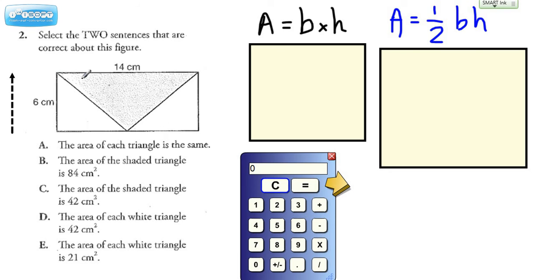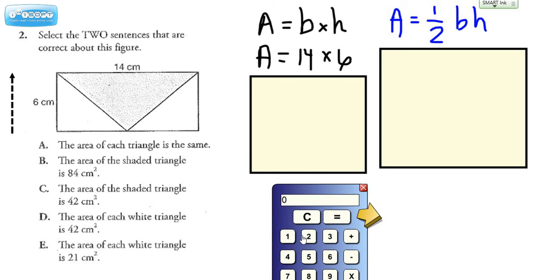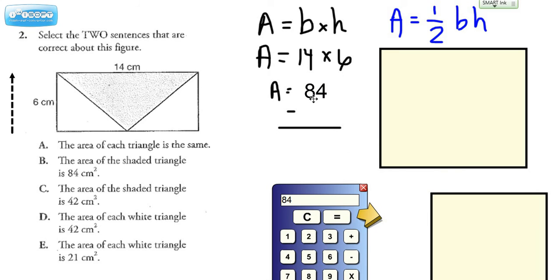Now, first of all, let's say we needed the area of the rectangle. How would we do that? Well, if we're finding the area of the rectangle, we would be multiplying the base times the height, and the base of this would be 14, and the height of it would be 6. So we'd multiply 14 times 6. Now in our calculator, when we do that, we get 84. So we know the area of the rectangle would be 84.